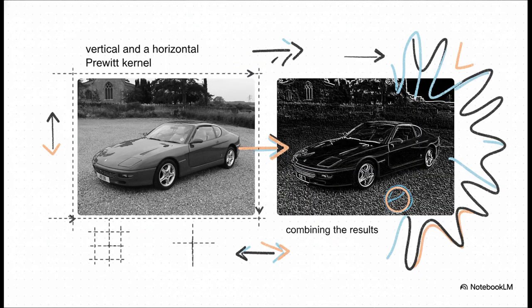And here it is. This is the Prewitt filter applied to our car. We basically run both a vertical and a horizontal kernel over the image, and then combine the results. And look at that. The filter has essentially erased all the textures and shading, and it's left behind a really clear outline of the car, the church, and the horizon. Just like that, it has found the edges.